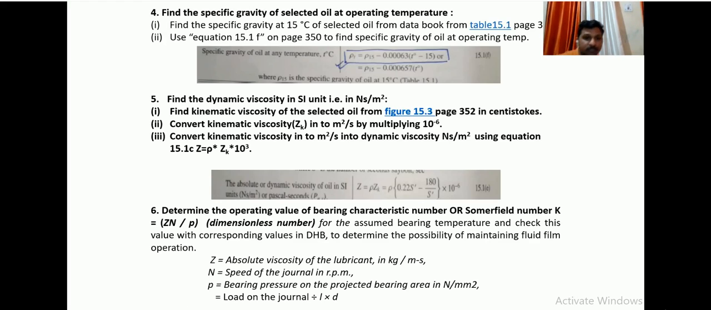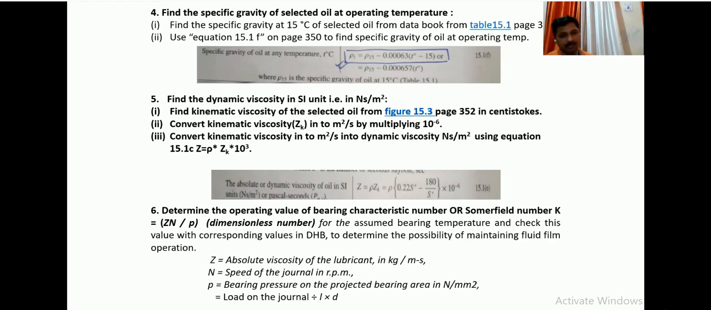Okay, so now we are having the dynamic viscosity Z. We are having rotational speed in RPM, that will be given, one of the variables which is bare minimum requirement for designing the bearing. We are having pressure, we have calculated in the second step. We are having viscosity, which we have calculated in fifth step. So we are now in the condition to find out the bearing characteristic number, or the operating bearing characteristic number, that is Zn by P.